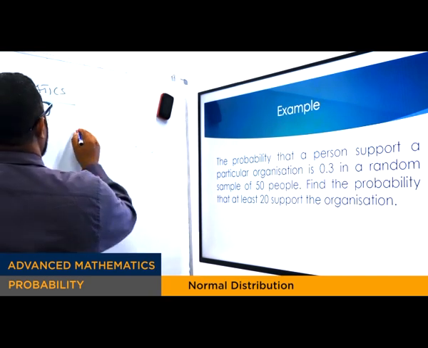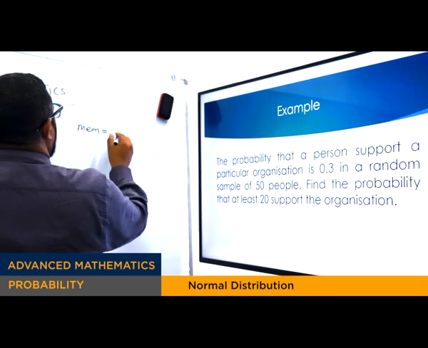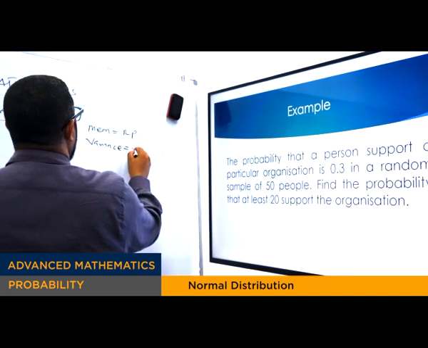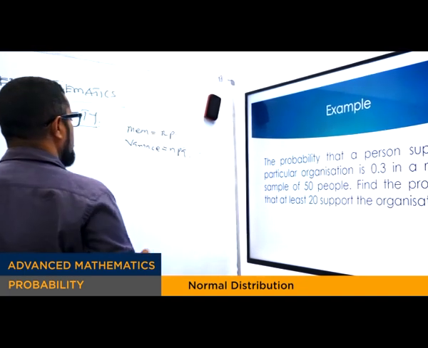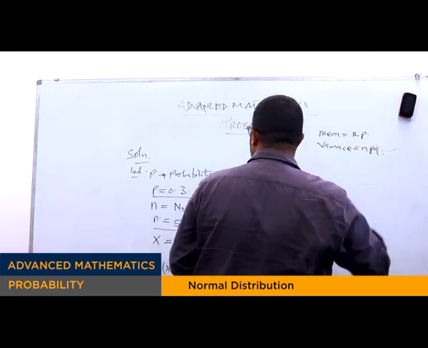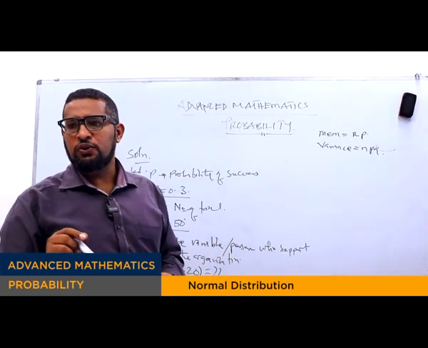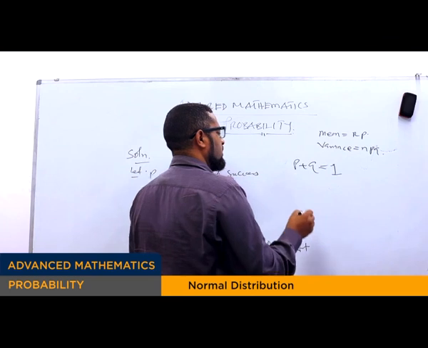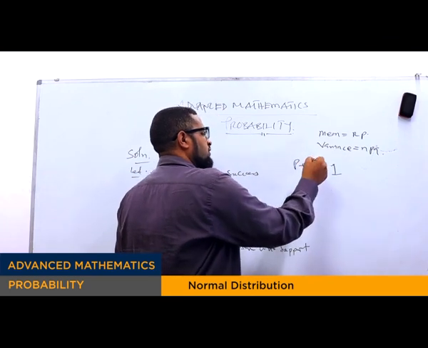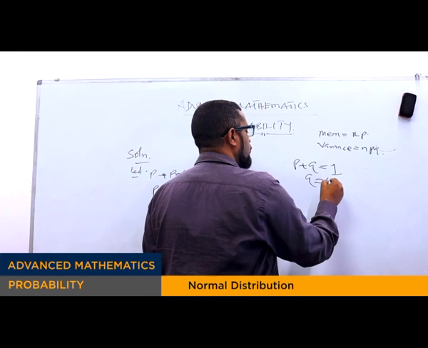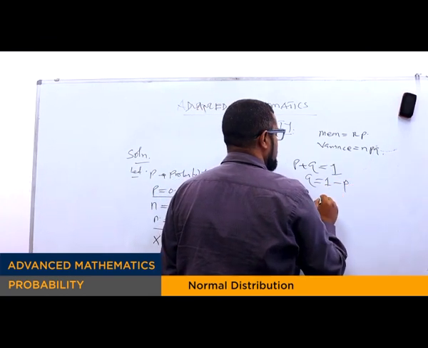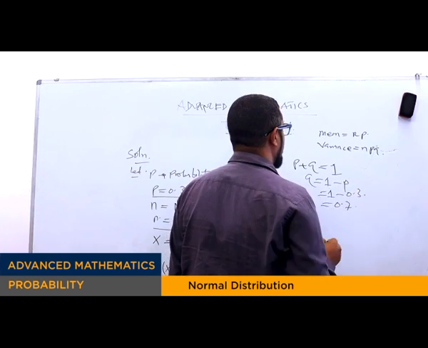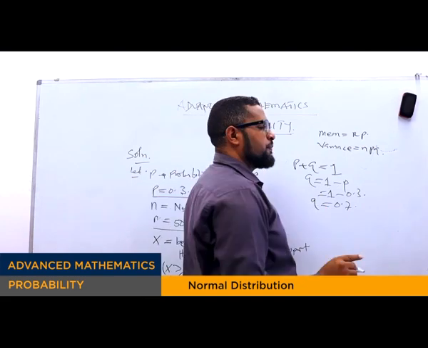And that condition is when the mean is given by NP and the variance is given by NPQ. So for that case, we need to find the value of Q. How do I find the value of Q? Remember, P plus Q equal to 1. This is probability of success and that one is probability of failure. So Q will be equal to 1 minus P, which is 1 minus 0.3, which is 0.7. So that is the value of probability of failure.